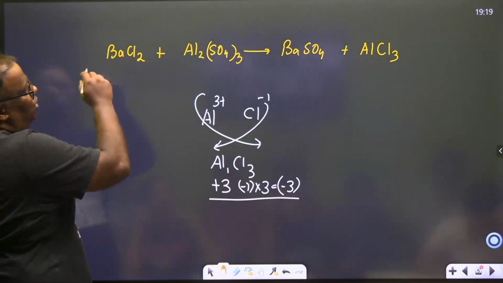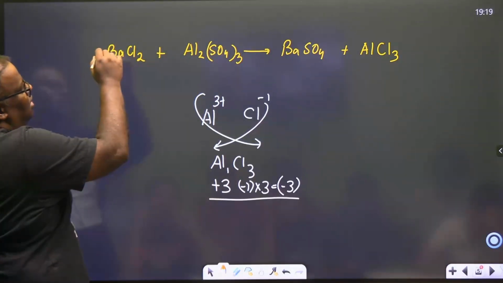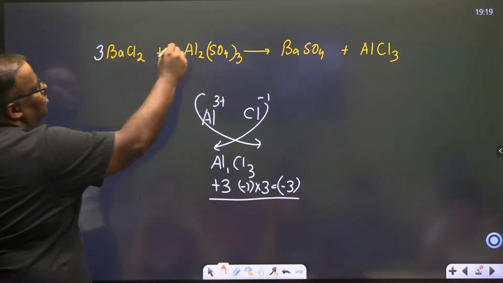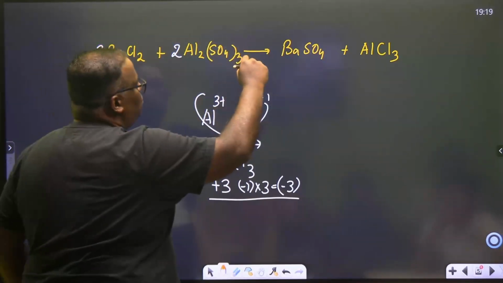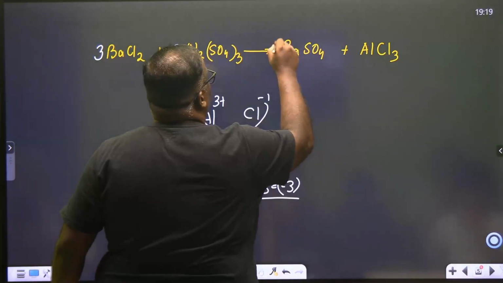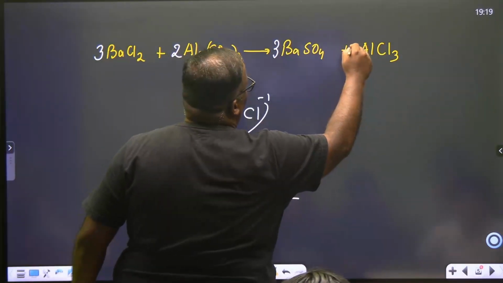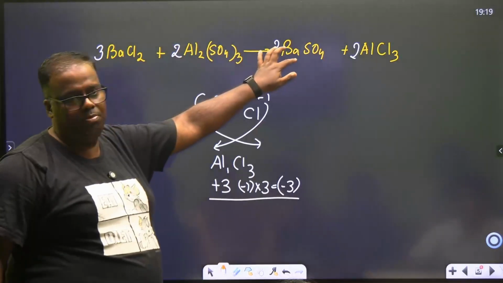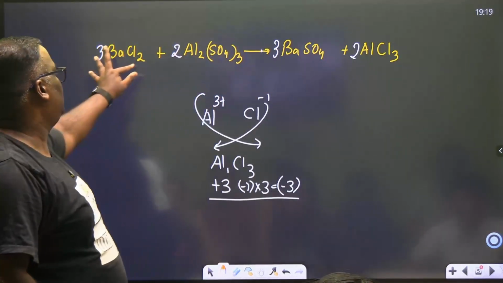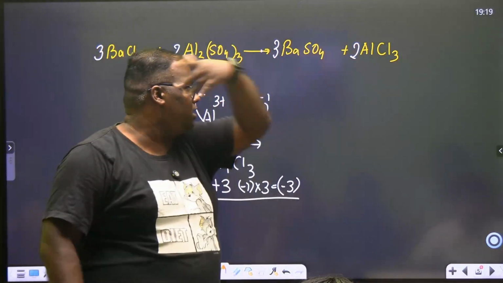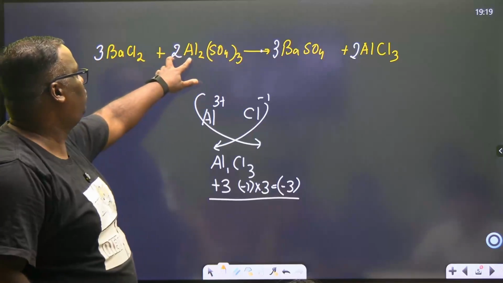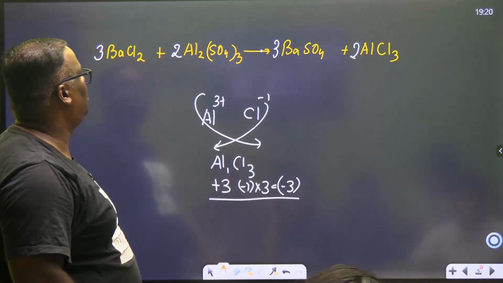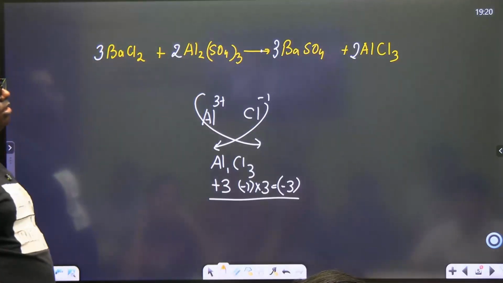Yes. Shreya, tell me now. What did you write? 3BaCl2, 2Al, gives you 3BaSO4 and 2Al. Okay, we'll check. 3 barium on this side, 3 barium. Satisfied. 6 chlorine, 6 chlorine. Satisfied. Then 4 aluminium, 2 aluminium. Sir, it's not 2Al.